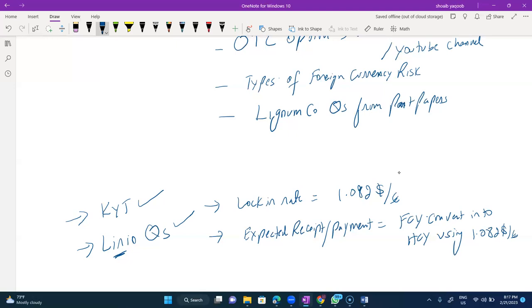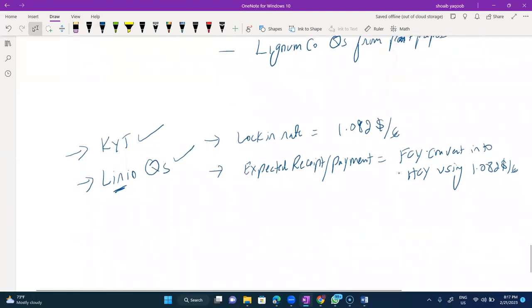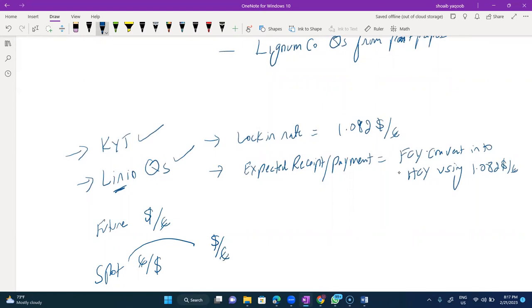Okay. So for example, the future terminology is dollar over euro, but the spot is euro over dollar. So convert the spot into dollar over euro by taking the inverse. For example, if it is written 0.88, you can convert it into dollar over euro by taking the inverse, 1 divided by 0.88.